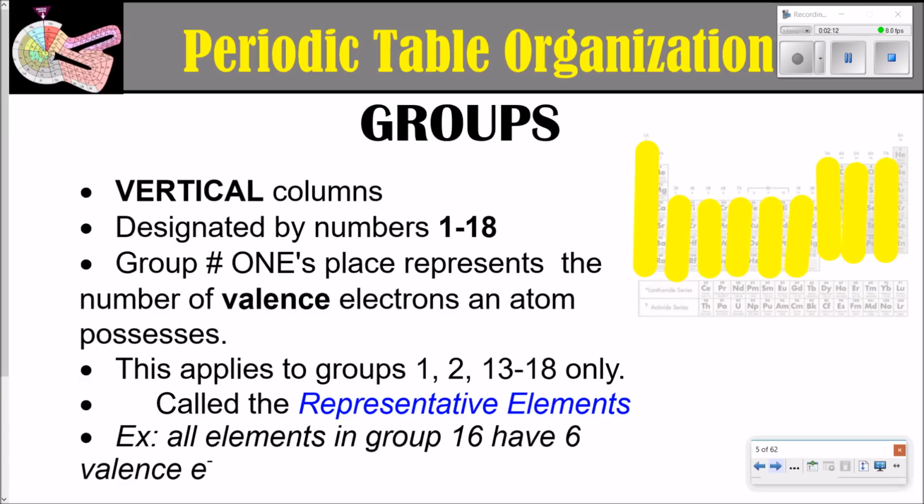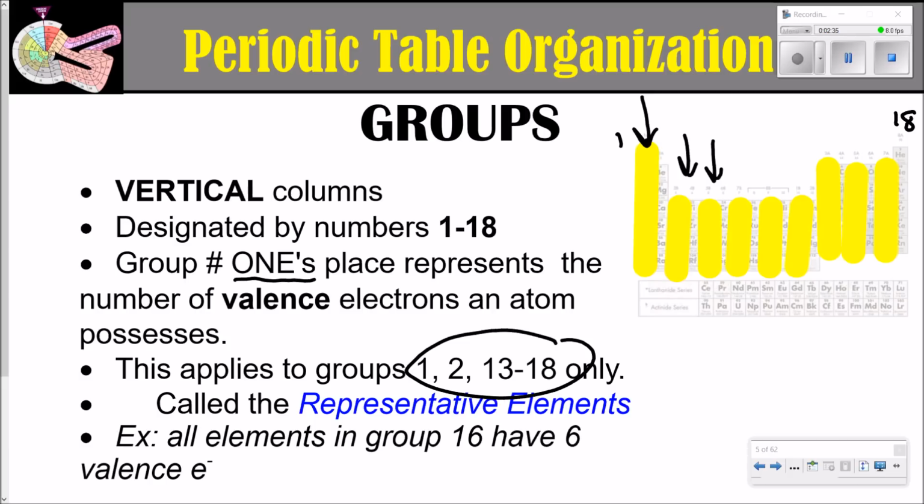These are going to be your vertical columns in the periodic table that go like so across the periodic table. They're designated by numbers 1 through 18. 1 is on this side, 18 is over here over the noble gases. The group number's 1's place represents the number of valence electrons that an atom possesses. But this is only going to apply to these groups right here.